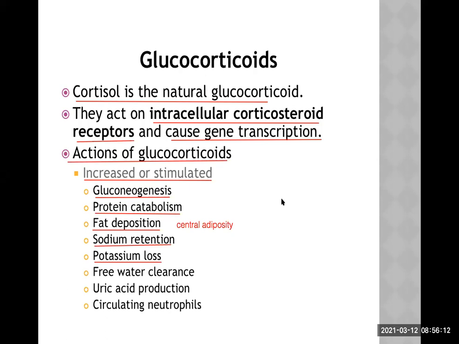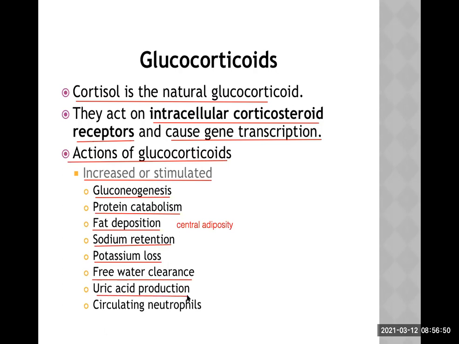Cortisol has also got aldosterone-like activity. Never forget this. Cortisol has aldosterone-like activity or mineralocorticoid-like activity. That's why sodium is retained and potassium is lost in the urine or from the kidney. Quite easy to understand. Free water clearance means excretion of the free water. So this action is enhanced by ADH-like activity.